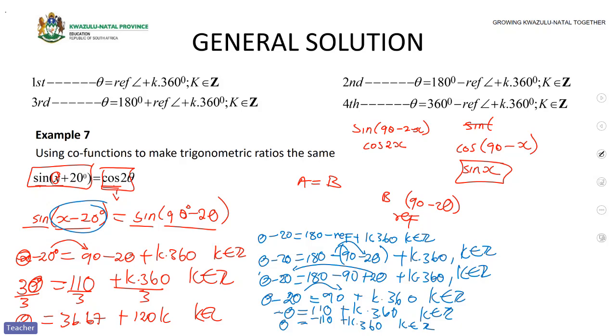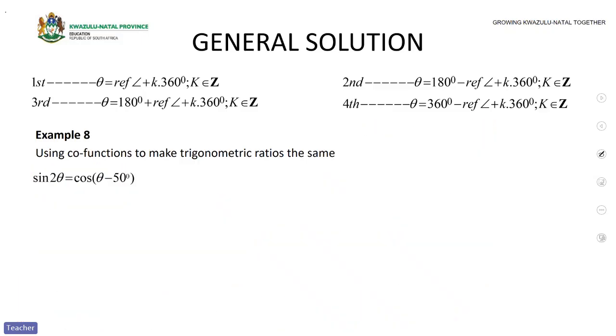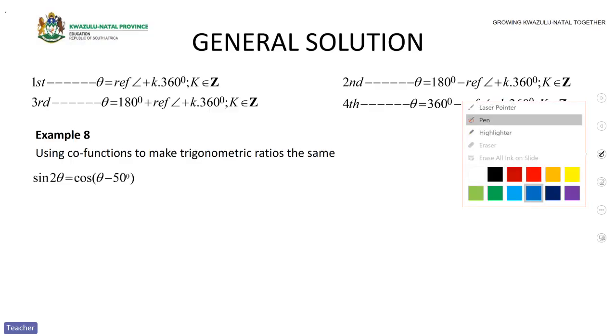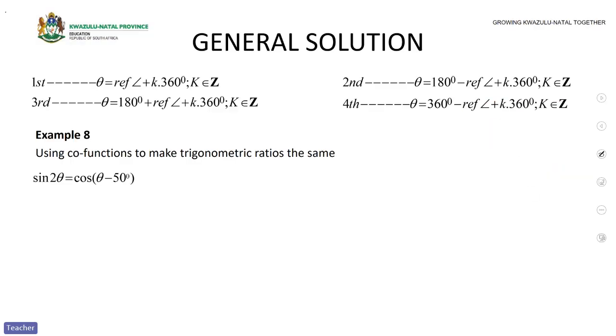Then moving to the next one, which is the same as the other one. We are using trigonometric ratios. Let us look at this one. We are still using trigonometric ratios. For the trig ratios, we said using these co-functions, we must be able to write them as the same thing.